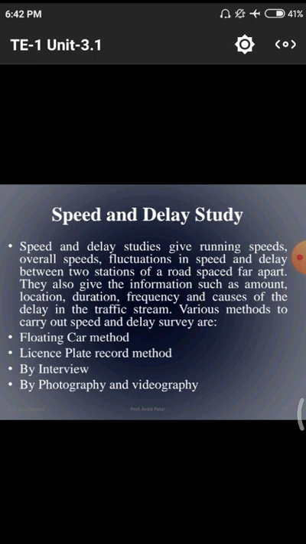Okay. Next, these speed studies or surveys: the floating car method, license plate record method, interview, or photography and videography. That means these traffic delay studies are mainly done with the help of the floating car method. That means floating car method. Floating means simply flowing on a stream, like space.